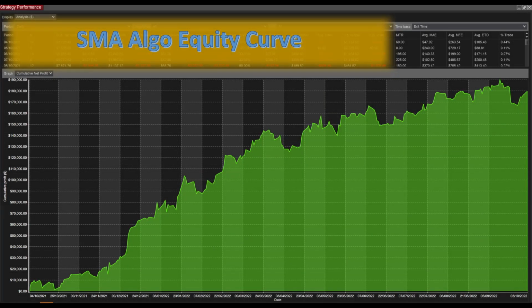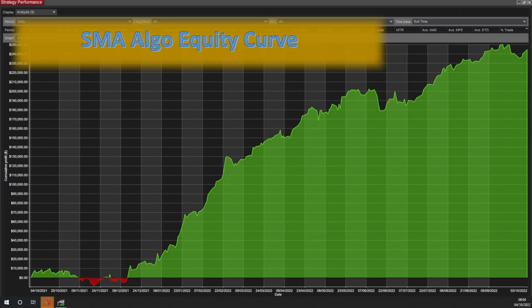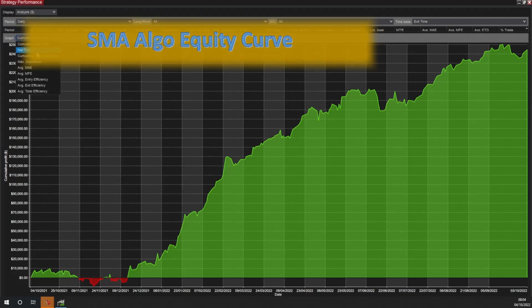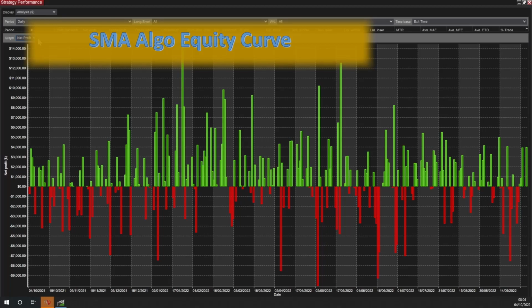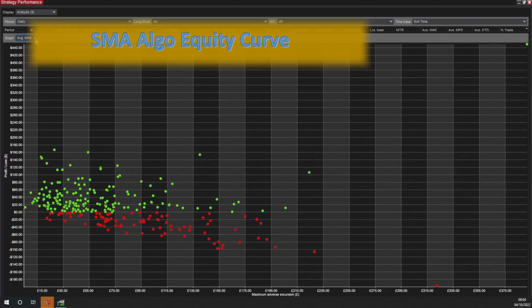Create your own algo trading strategy. No need for coding skills. Here's a simple moving average algo strategy equity curve. No need to make it that complicated. KISS. Keep it simple.